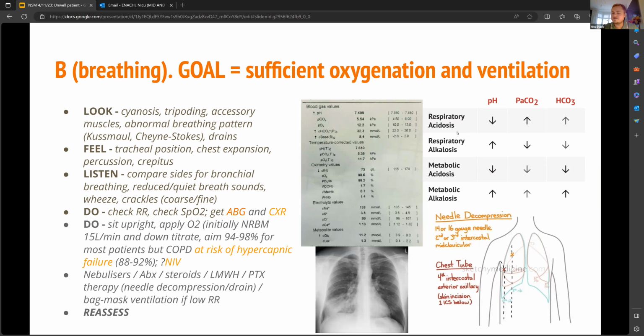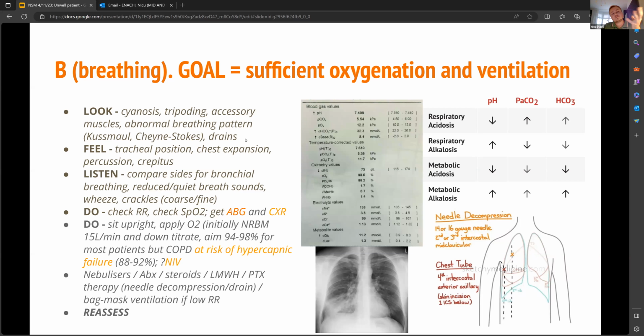Now, I'm a strong believer in visual slides, so there's a lot of stuff on the slide. I know you might feel a bit dizzy when you go from one picture to the other. Let's just listen and go through with my pointer. So B for breathing. The goal of this assessment is to make sure that we deliver enough oxygen to the patient, and that we can ventilate their lungs effectively, i.e. clearing the CO2 and getting the oxygen in as well.